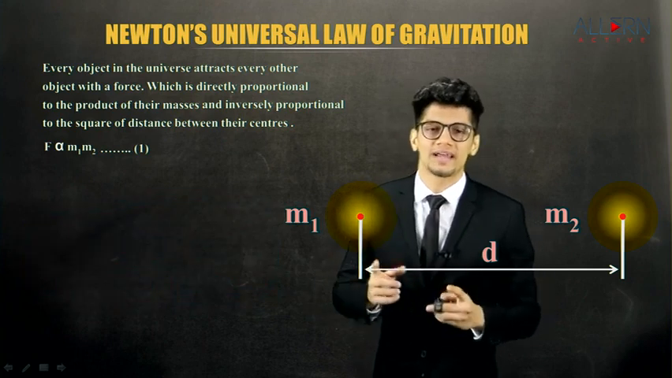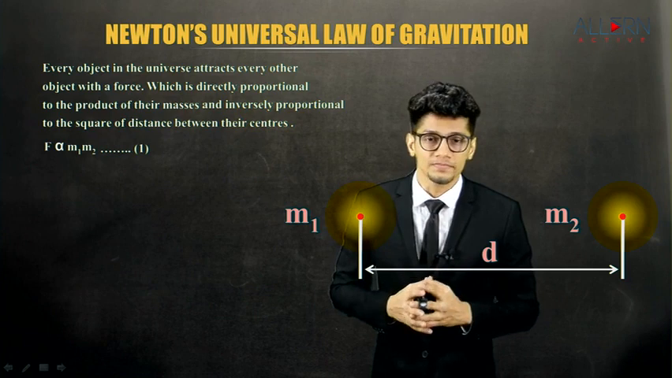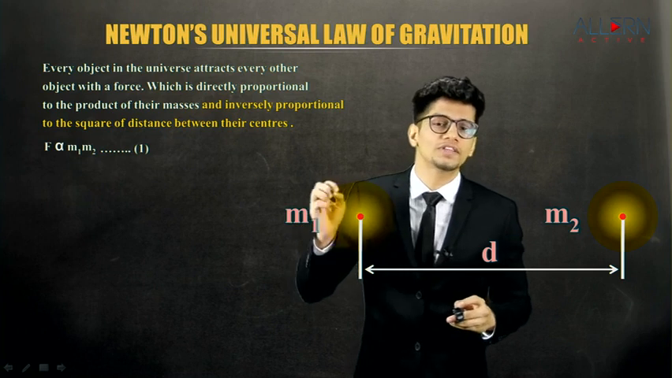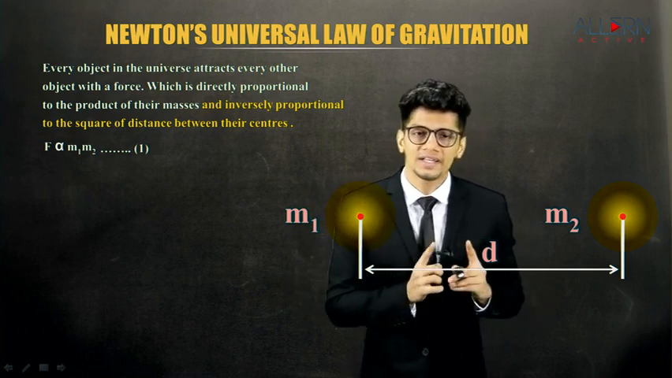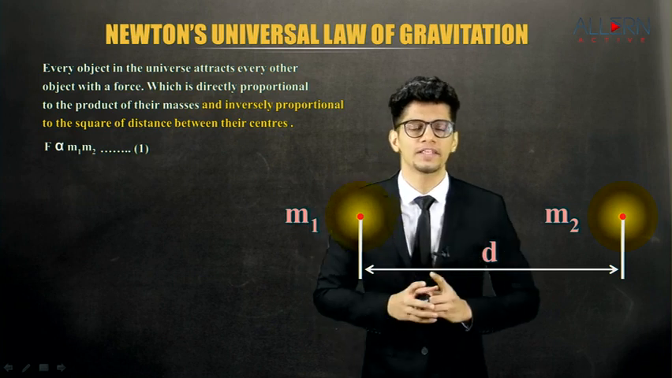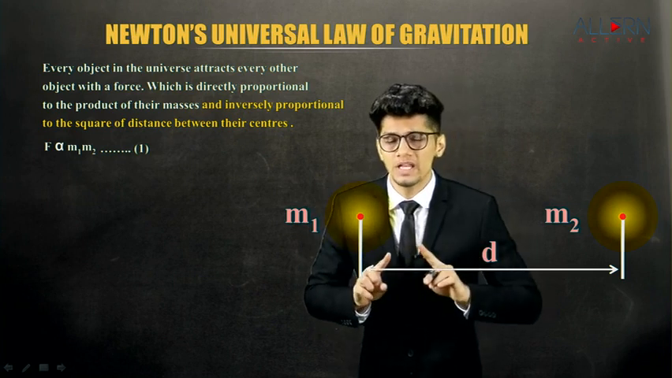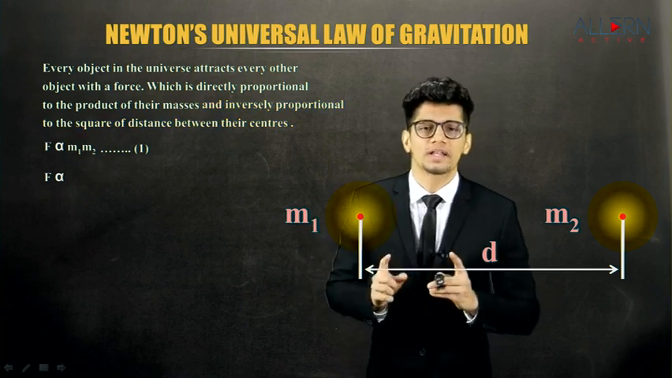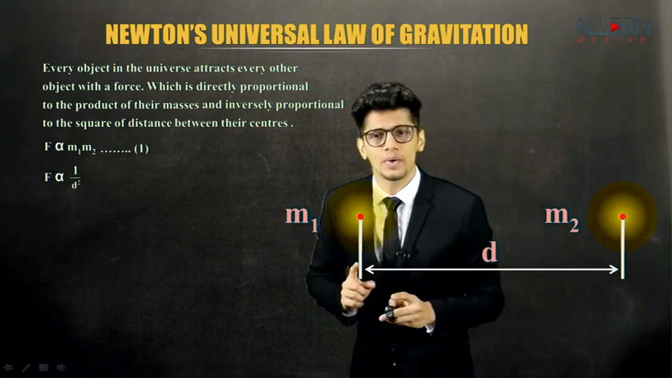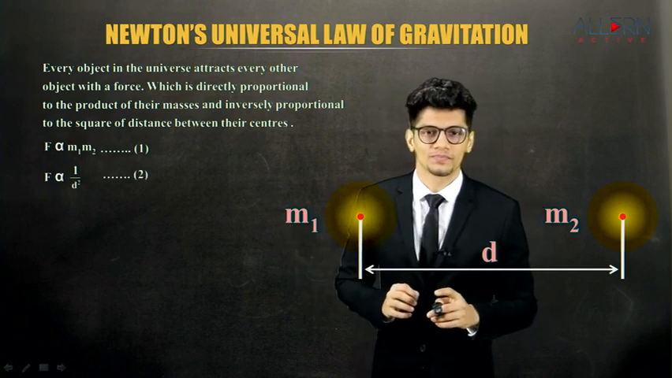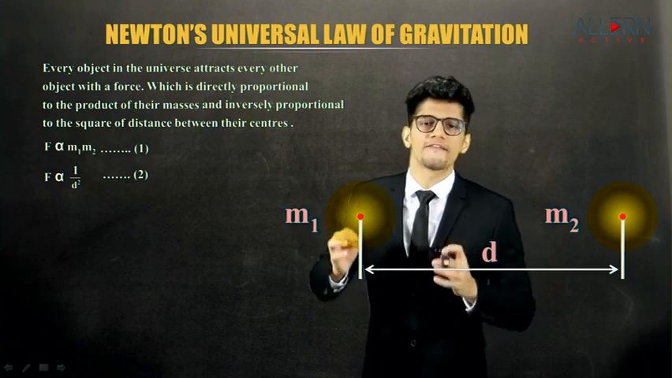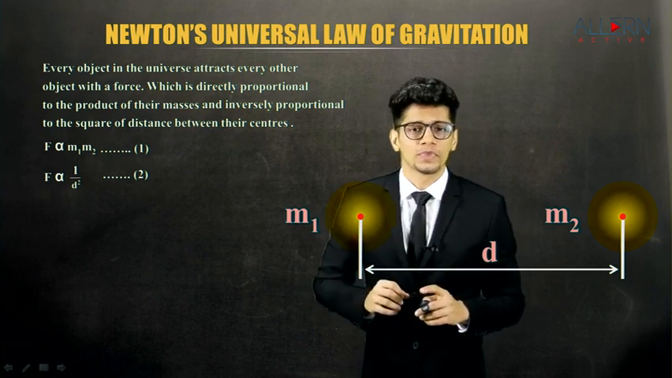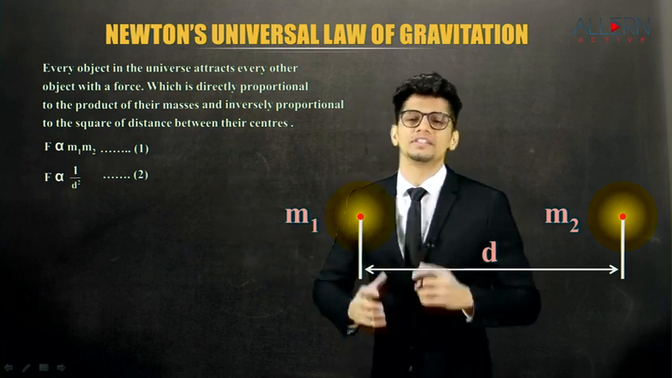Now let's move further and try and understand the second part. It says, it is inversely proportional. The force is inversely proportional to the square of the distance between their centers. The distance between their centers is denoted by small letter d. So F is not only inversely proportional to the distance, but inversely proportional to the square of the distance. So we'll write F alpha 1 upon d square and name it as equation number 2. So F alpha 1 upon d square means force is inversely proportional to the square of the distance between their centers. Now, we'll use equation 1 and 2 and merge these two equations.